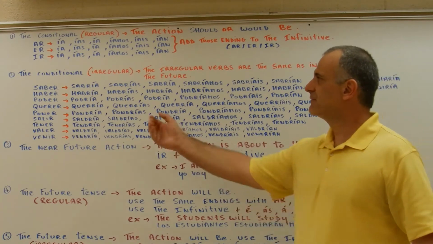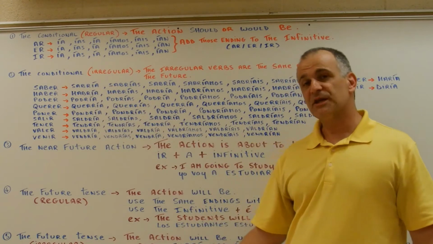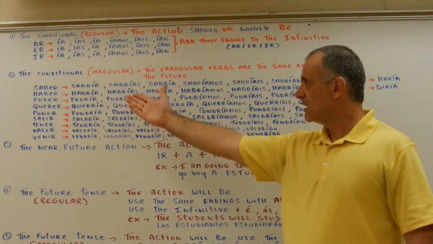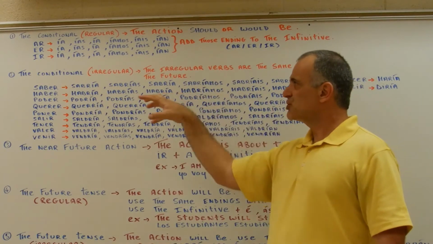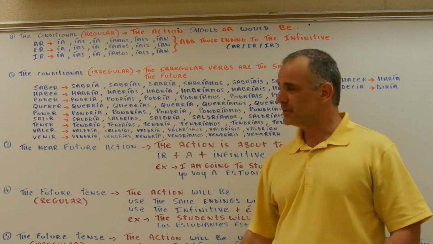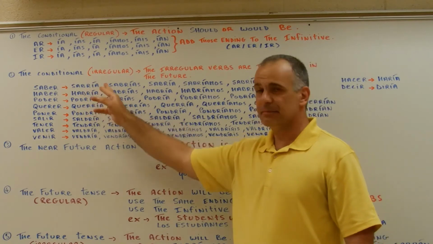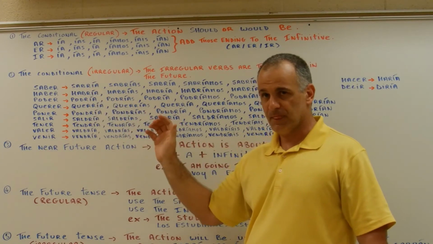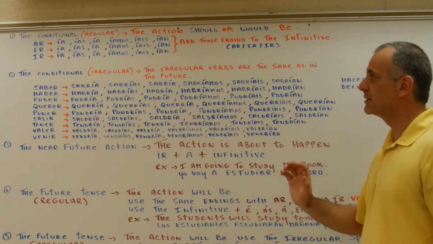So for instance, if I take the verb saber, which is to know, what's going to happen here, instead of keeping the infinitive and adding those conditional endings, I'm going to change the spelling of that stem. And instead of adding saber, I'm going to have sabr, S-A-B-R. And then I'm going to add my conditional endings.